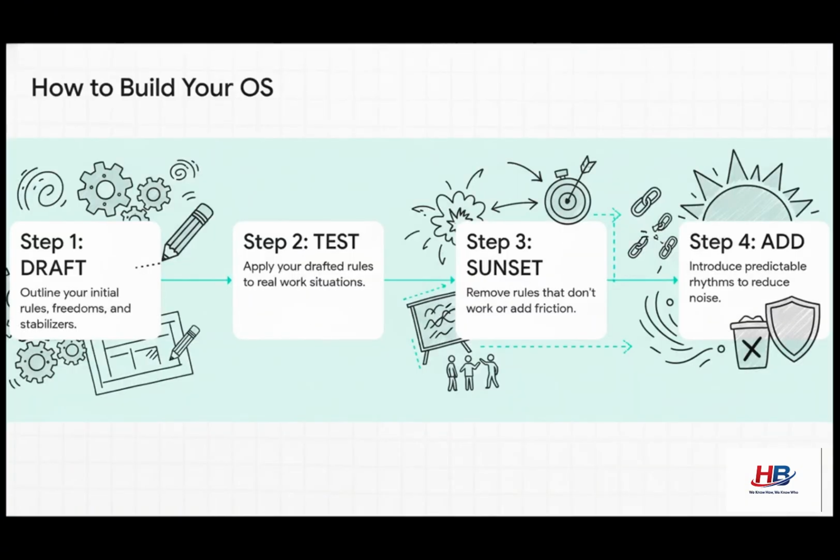So first, you get your team together and you draft your version 1. Just get your initial ideas for rules, freedoms, and stabilizers down on paper. Then, and this is the most important part, you have to test it in the real world. Try it out on an actual project. See what works, and just as importantly, see what gets in the way. You have to be totally willing to throw out the stuff that fails, to sunset those rules that sounded good but just create friction. And over time, as you do this, you'll start to add in those stabilizers that really help to quiet the noise.